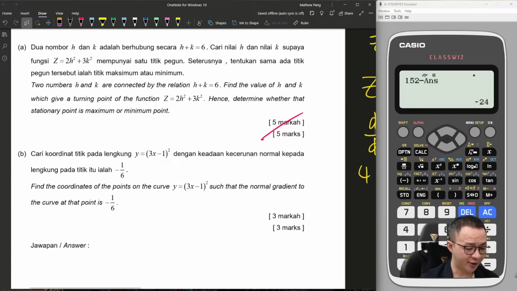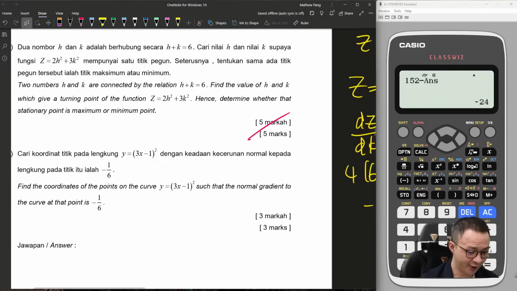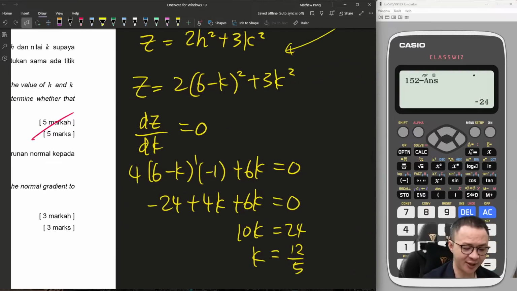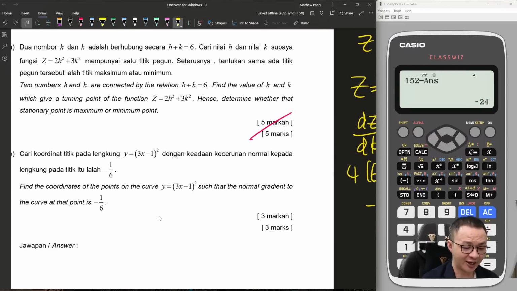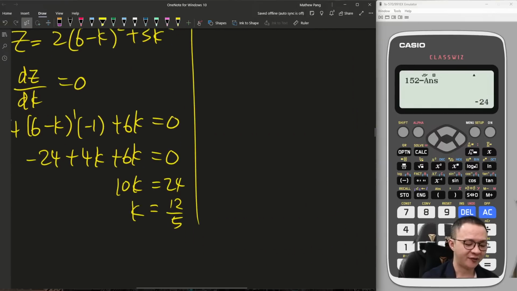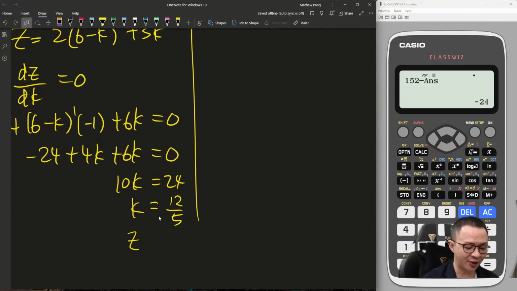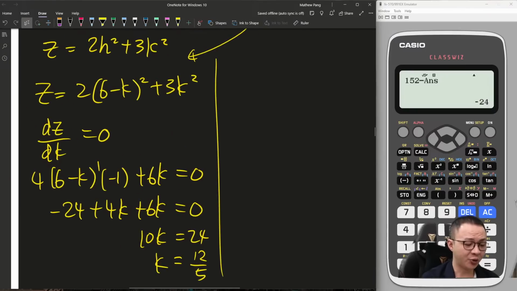But do we want to find the coordinates, or find h and k only? It doesn't ask us to find the coordinates, is it? Yeah, basically k is the x coordinate, right? You can find the y coordinate by substituting. Okay, never mind. But here it doesn't ask us to find the coordinate, right? They ask us to find h and k, and then after that determine whether the stationary point is maximum or minimum. If not, you need to sub this back into the z equation to get the z coordinate. But in this case, you do not need to do that because the question doesn't ask us to do that. So we want to find h.